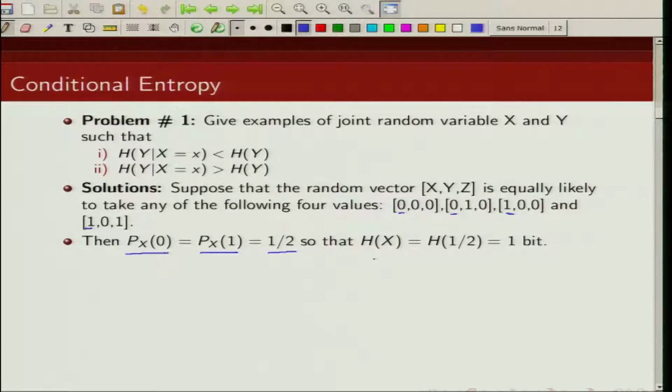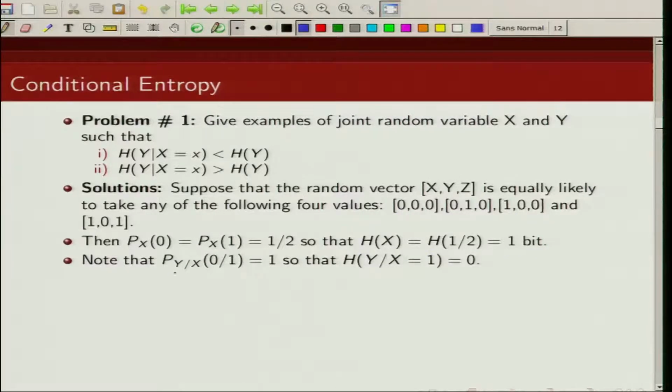Then what is the uncertainty in x? That's basically given by h of half, which is minus half log half minus half log half. So that's 1 bit. So uncertainty in x is 1 bit.